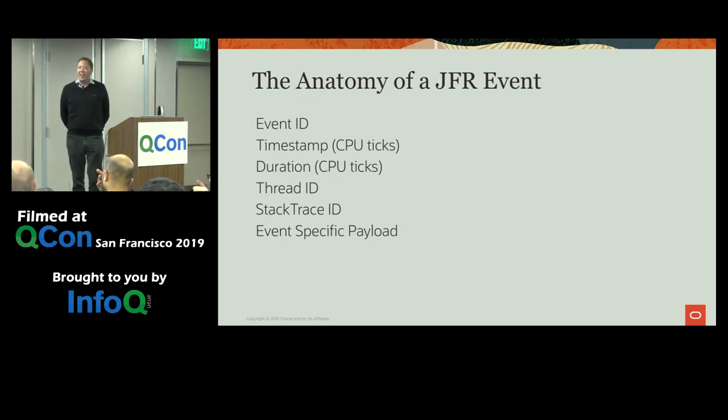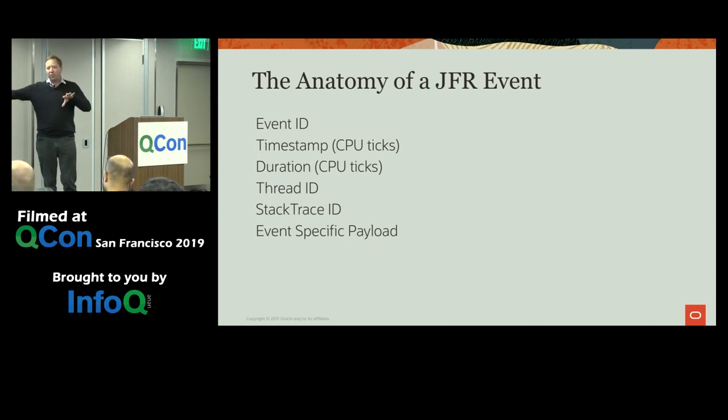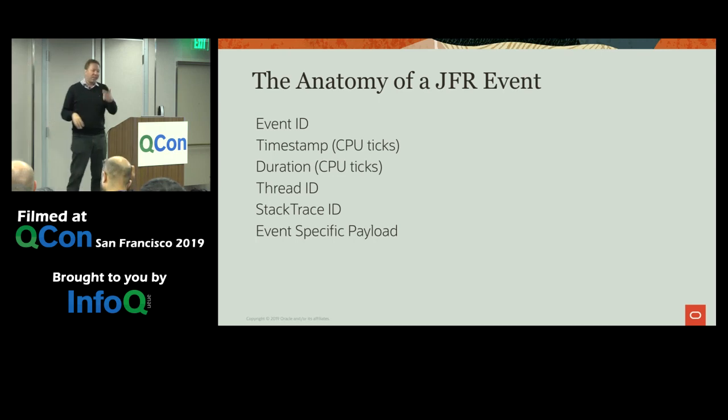There's a stack trace ID. Associated with every event, there can be a stack trace. But in order to keep the footprint down, instead of storing the whole stack trace with every event, we are putting the stack traces on the side because they tend to be almost the same. So we're storing them separately, and we have an identifier to tell which stack trace to use for this event. And then there's event-specific payload. Depending on which type of event you have, there are various other fields or data points in there as well.